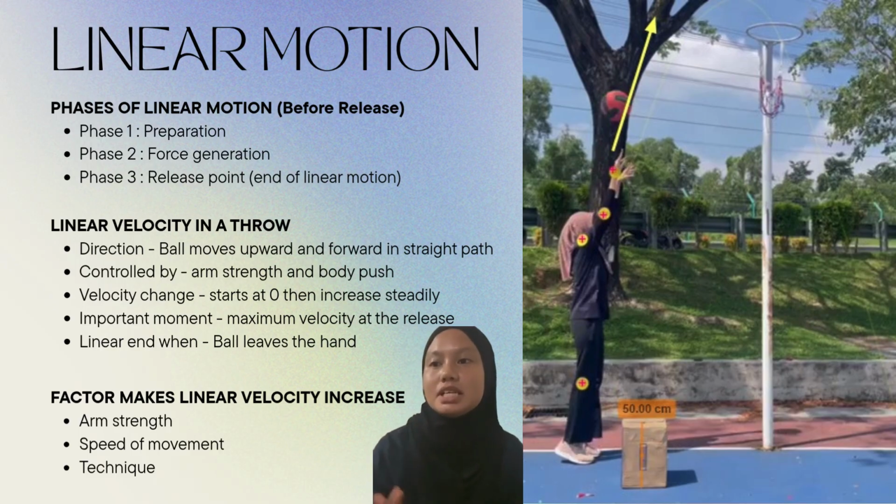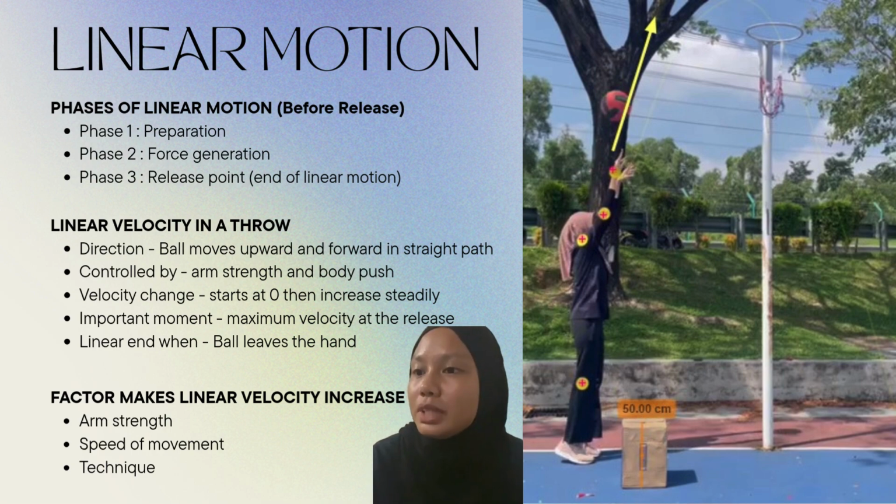The last phase is release point, which is the end of linear motion. The hand fully extends and the ball is released into the air. This is the exact moment when linear motion ends and projectile motion begins. The motion of the hand and the ball before this is straight and controlled.